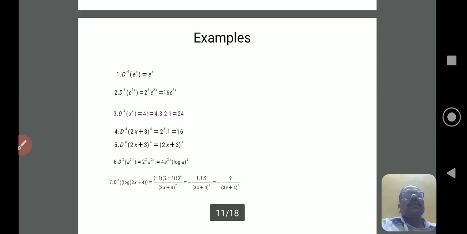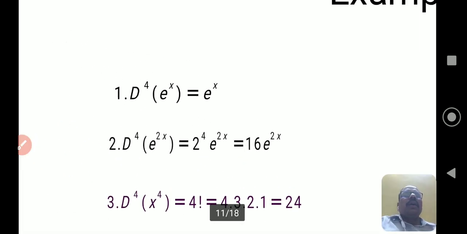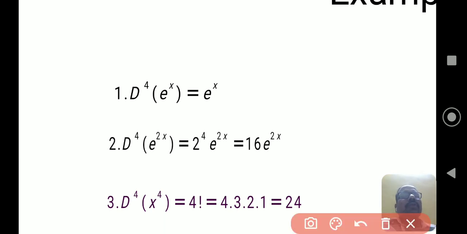Next, we can take a few examples regarding this. We observe the result and take the application. The fourth order derivative of e power x: I think you know that the nth order derivative of e power x is e power x. So the fourth order derivative of e power x is also e power x.